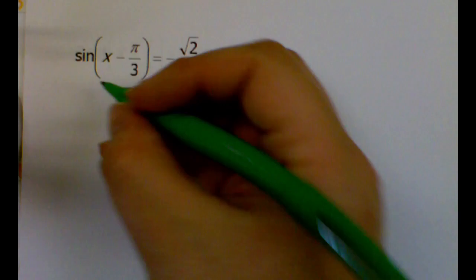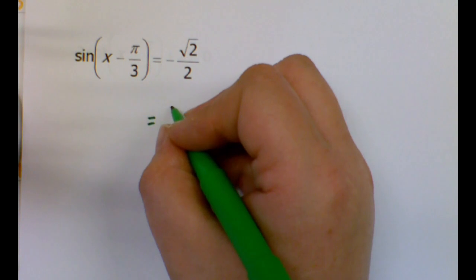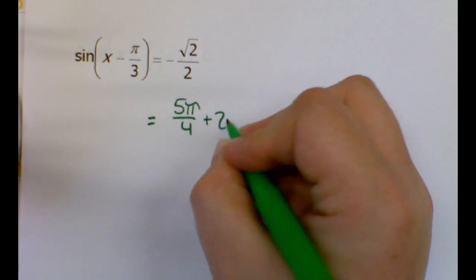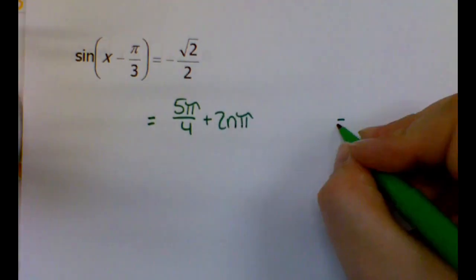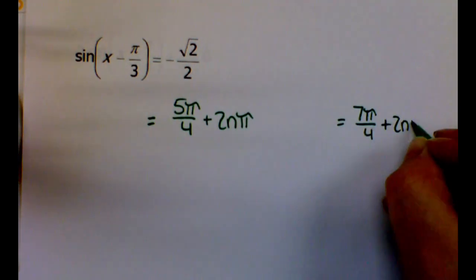All right, now we're getting somewhere. We've got a shift in there. So we start off the same way though. Sine equals negative square root 2 over 2. Well, that is at 5 pi over 4 plus 2n pi and 7 pi over 4 plus 2n pi.